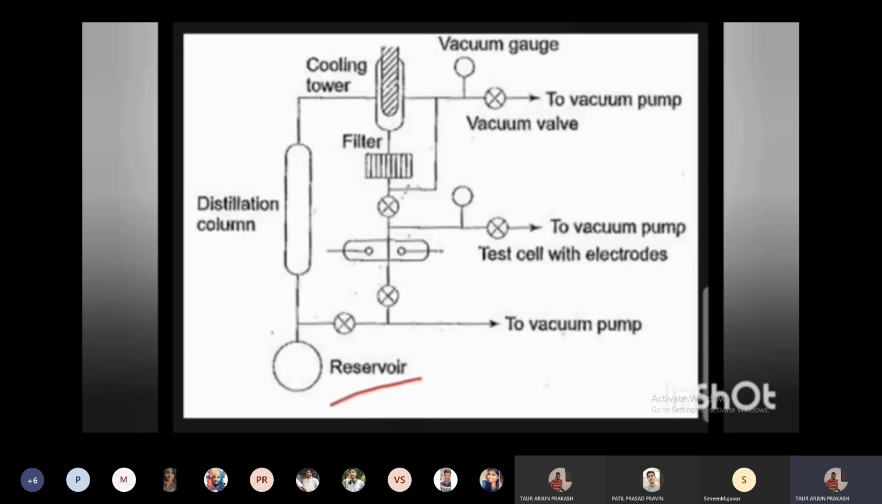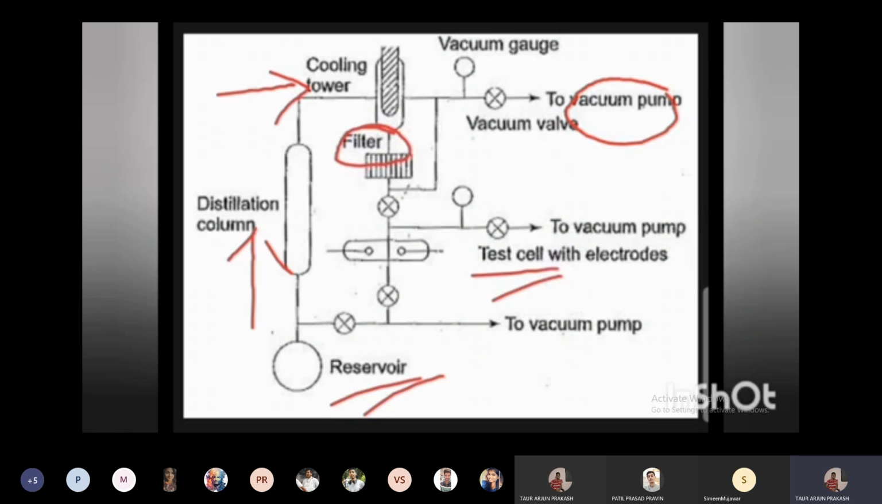In the breakdown test, the liquid from the reservoir flows through the distillation column where the ionic impurities are removed. The gases dissolved in the liquid are removed by passing them through the cooling tower and they are pumped out by the vacuum pumps. Then the liquid passes through the filter where the dust particles are removed. The liquid thus purified is then used in the test cell. The vacuum system thus helps to remove the moisture and other gaseous impurities. This is the breakdown system.